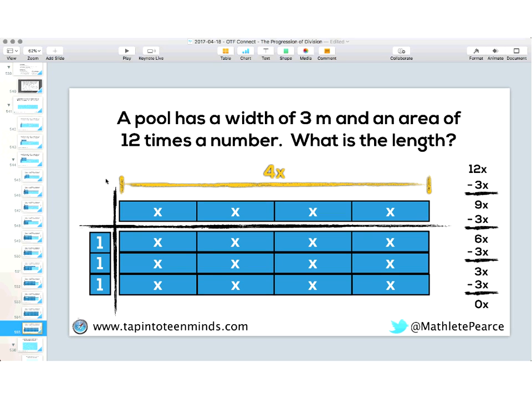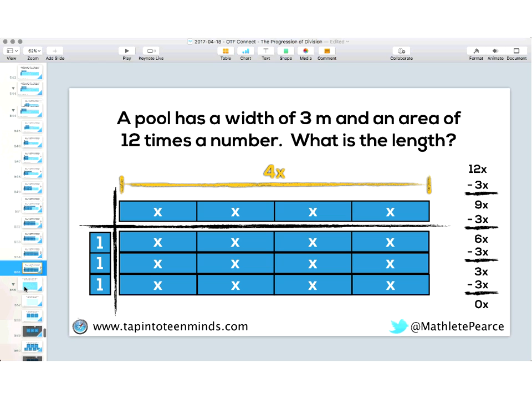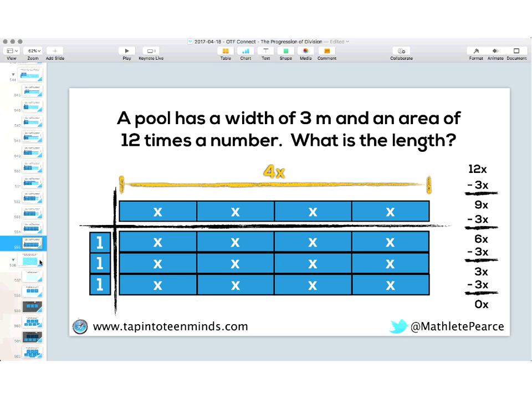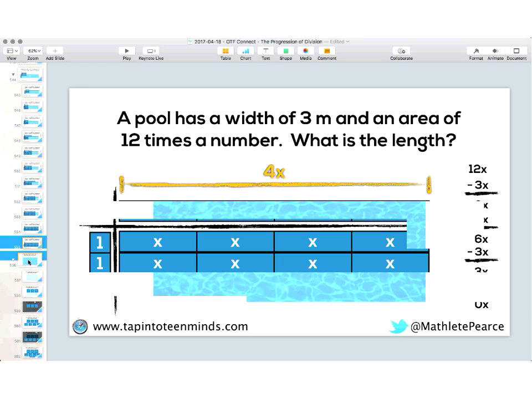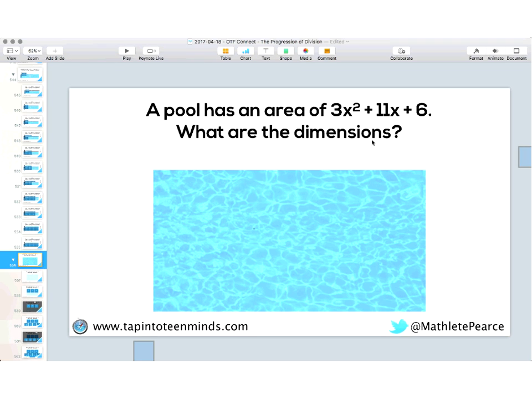So if this had context, maybe I'm using a rake, maybe I'm using a pool noodle, whatever it is that you're using, I have 4 of those rakes or 4 of those pool noodles to measure out the length of that pool. And again, we're going backwards using some division in order to get there. Now the same is true if we get to something a little more complex. Now this isn't, again, to scare you.